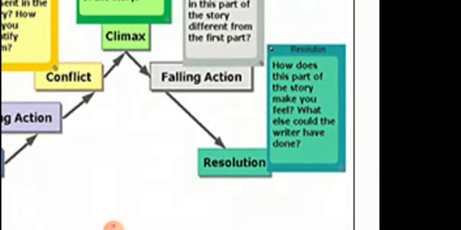The resolution means how does this part of the story make you as a reader feel? What else could the writer have done? So, for example, what about the happy ending? What about you, the reader?